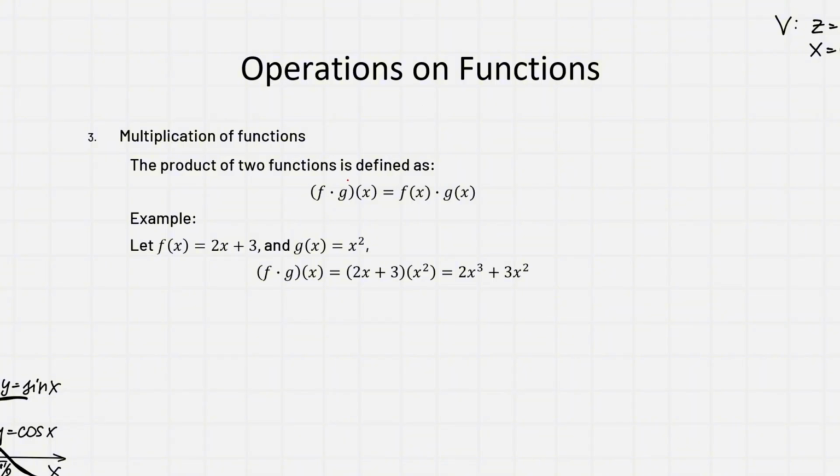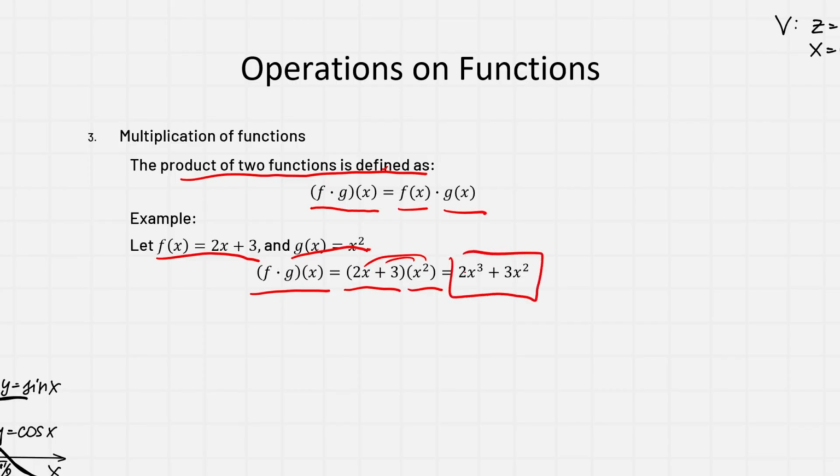Next, multiplication of functions. Again, given two functions, f of x and g of x, the product of these two functions is defined as f times g of x equals f of x times g of x. Example, given that f of x equals 2x plus 3 and g of x equals x squared, the f times g of x will be 2x plus 3 times x squared. Then distribute, so the answer will be 2x cubed plus 3x squared.